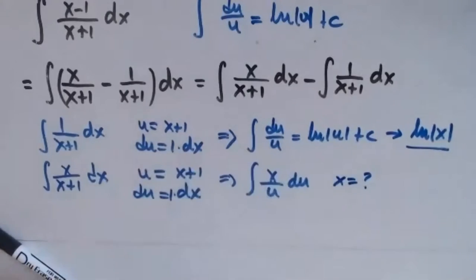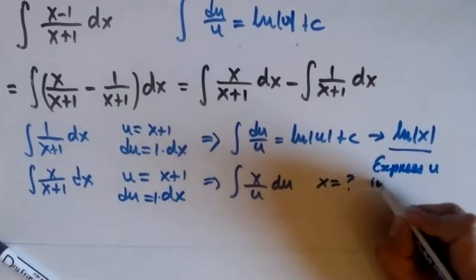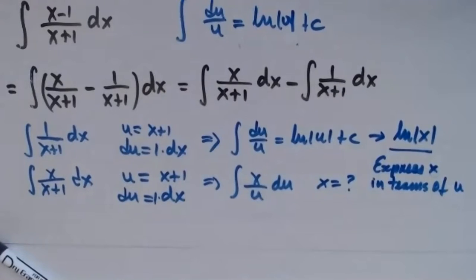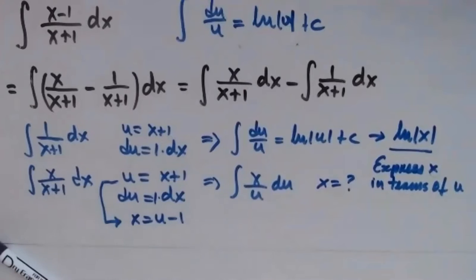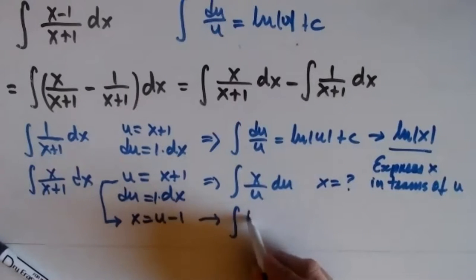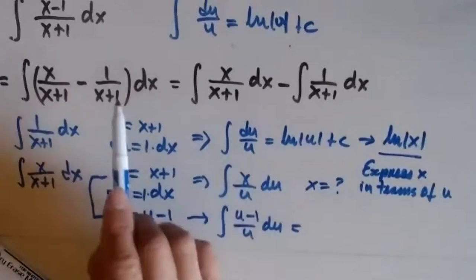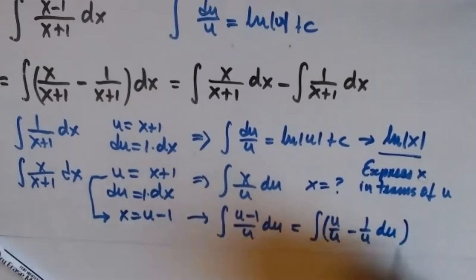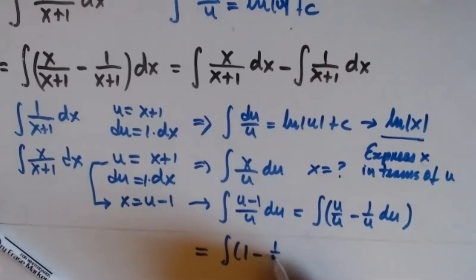So what can I do with the x now? Well, this is the solution: express x in terms of u. How? With this expression, you see, u equals x plus 1 tells me that x is u minus 1. You see that? So this integral is going to be the integral of u minus 1 over u du. And again, you are going to split this integral using the same rule we used at the beginning. So this is the integral of u over u minus 1 over u du, correct? And this is the integral of 1 minus 1 over u du.